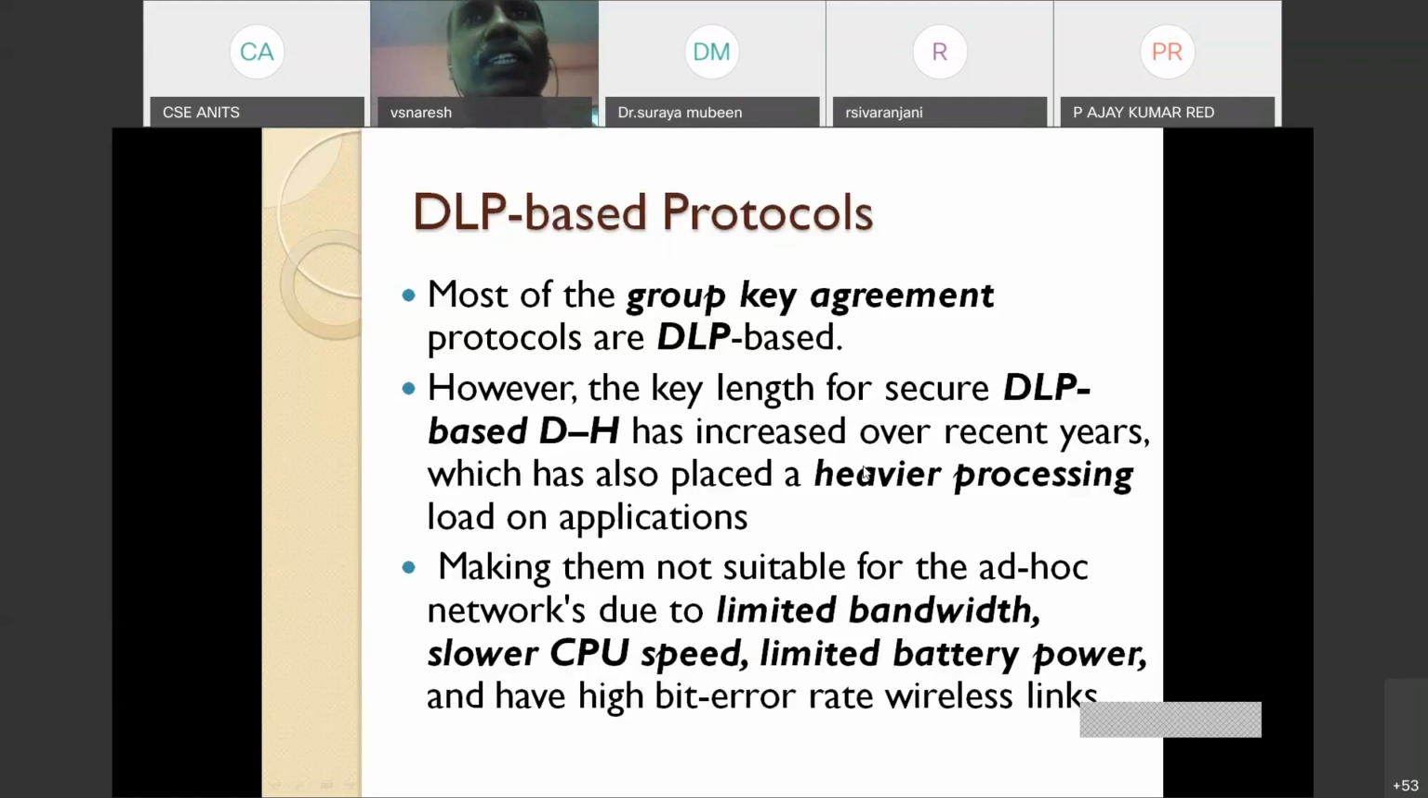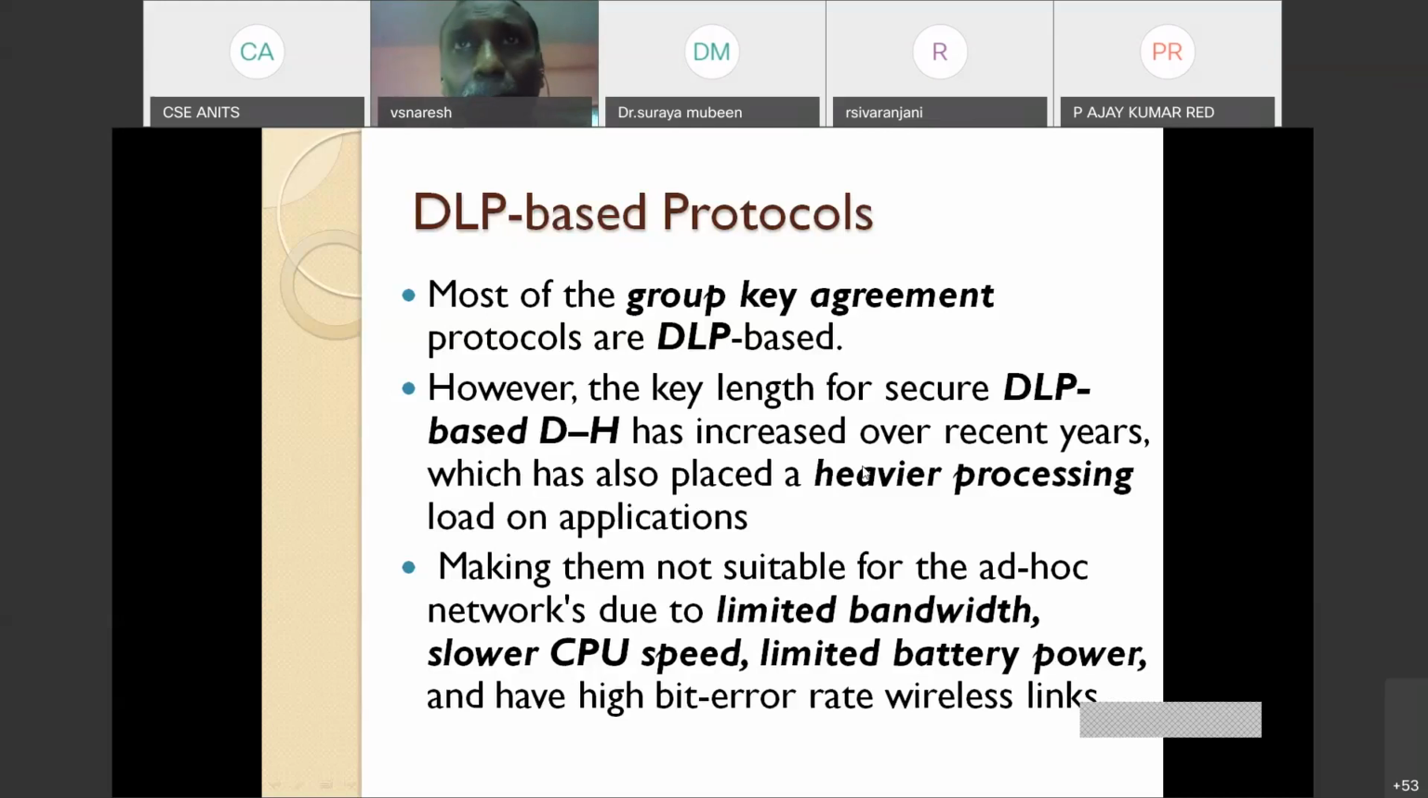DLP based protocols are introduced. The first symmetric group key agreement or public key group key agreement is Diffie-Hellman. That was invented in 1974. Most of the group key agreement protocols are DLP based because it is the base. However, the key length for secure DLP DH has increased over recent years because it is a multiplicative group. There are multiplication and exponentiation, so the computational processing load is high on applications. That is the problem with DLP.